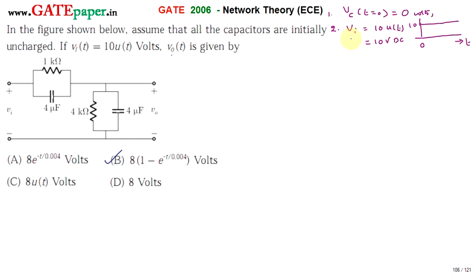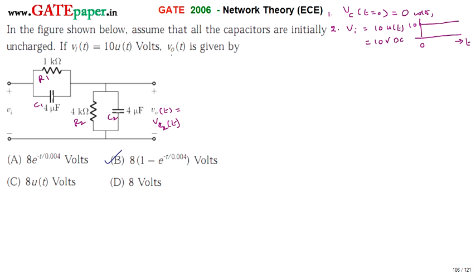As you are applying a DC voltage for this circuit, the capacitors get charged towards that voltage. So the output voltage V0 of t is the same as the voltage across this 4 microfarad capacitor. Say this is R1 and C1, and this is the R2 and C2 combination. So V0 of t is nothing but Vc2 of t, the voltage across capacitor C2. So you must get the voltage across the capacitor in the time domain. That is the required answer.